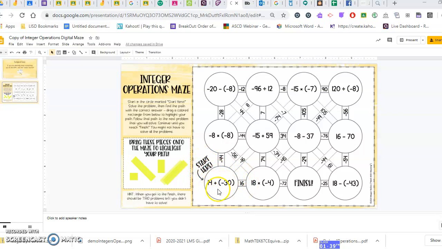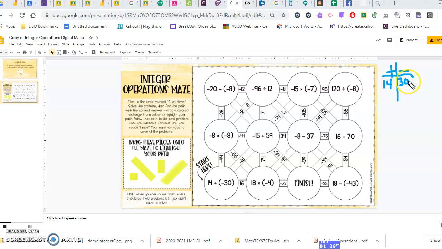And so the first problem is 14 plus negative 30. So remember, you can use your T-chart method. So make your positive and your negative. Put your numbers in. So 14 is positive. 30 is negative. Go ahead and draw my line up here so that separates.